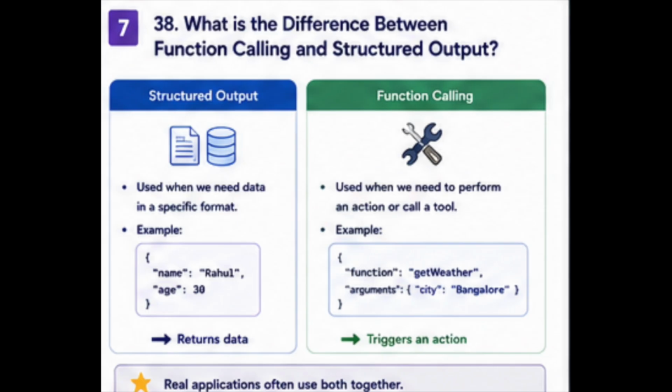For example, a JSON where key is function, value is get weather, telling that we need the output of get weather function. And the other argument is city, the city is the key and value is Bangalore, which will be passed as an argument to get weather function. So the simple difference is structured output gives us data, function calling helps the AI interact with tools and systems. A real application may use both at the same time.